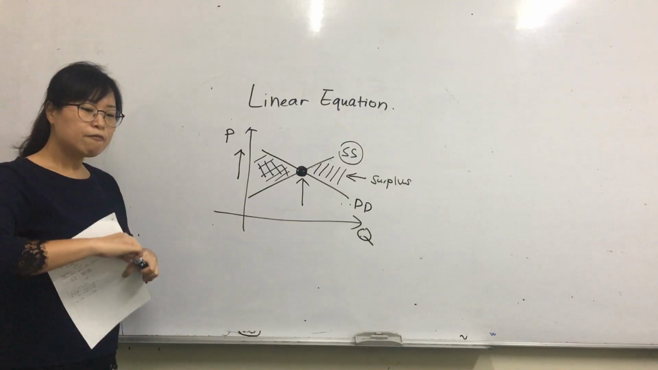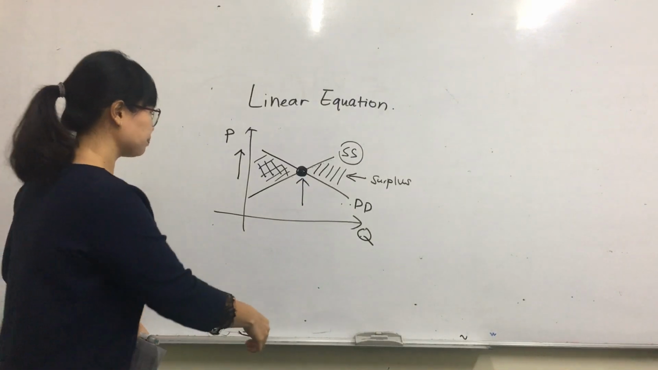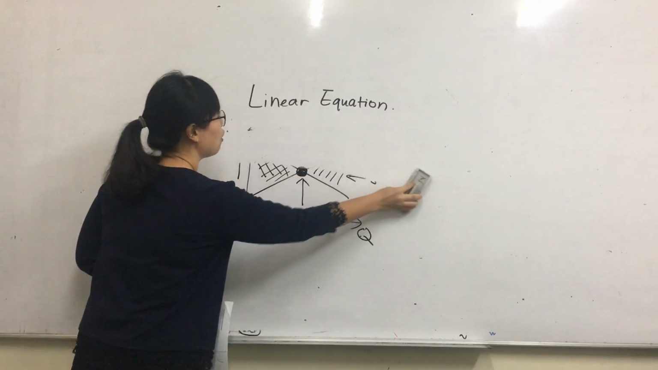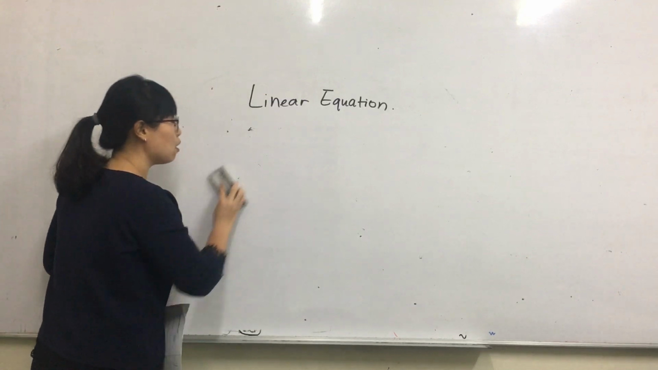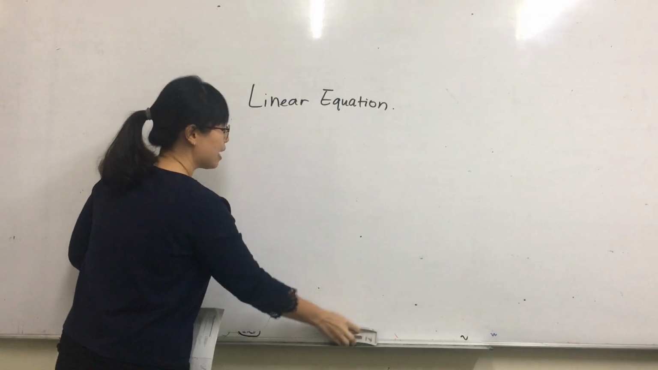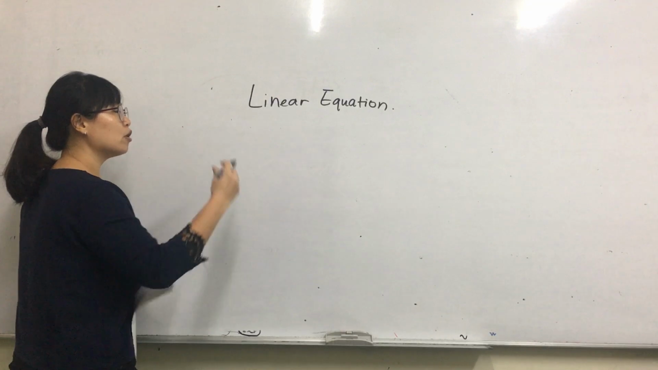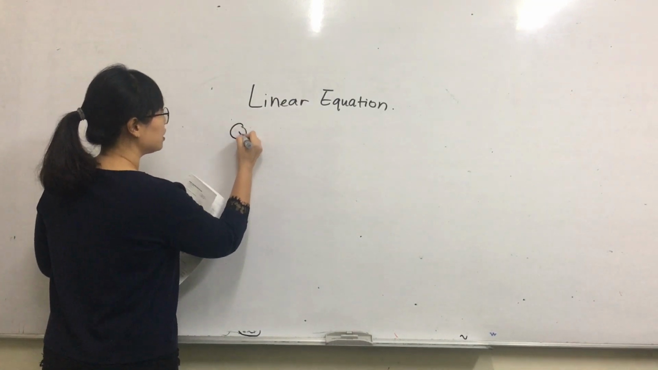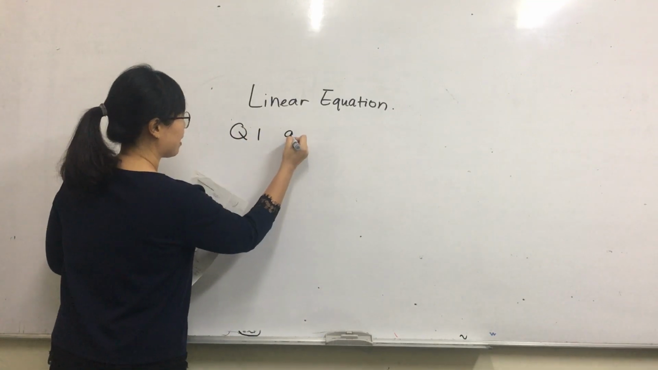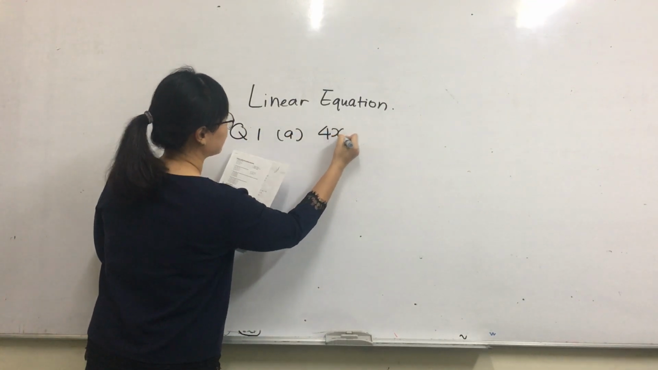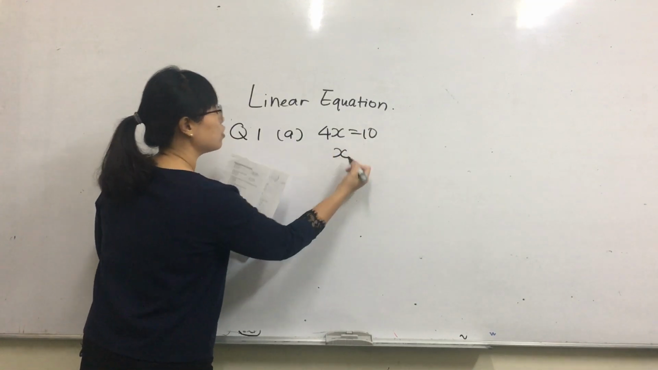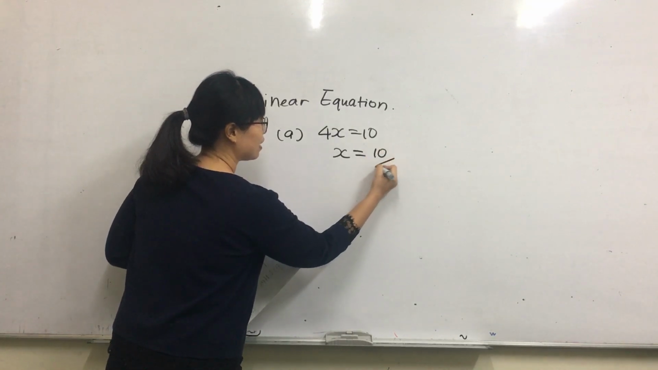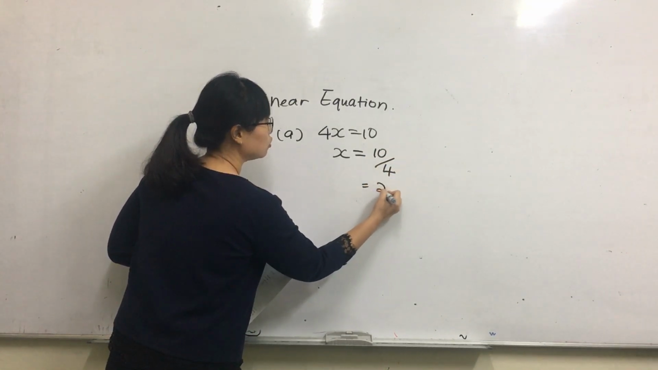So before we move into the application question, of course you need to do some refreshment and refresh your memory on how you are going to find your x. We do a very simple one. For example, question 1a: 4x equals 10. How are you going to find your x? 10 divided by 4, which is 2.5.